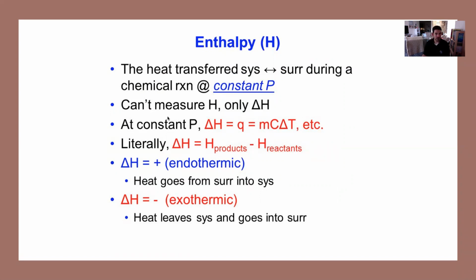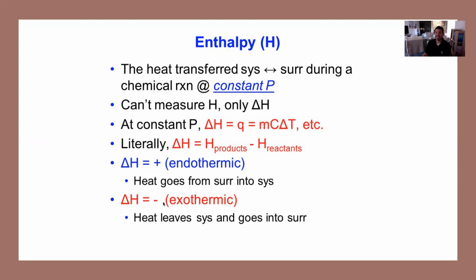Here's what you need to know, right? We're going to skip over some of this. Here's what you need to know. Delta H, when it is a positive number, that means that the reaction is endothermic. Heat goes from surroundings into the system. And when delta H is negative, that means it's exothermic. Heat leaves the system and goes into the surroundings. Now, enthalpy, it's kind of a fancy word. You can just think of H as heat, right? So if the change in heat is positive, heat goes from surroundings into the system.